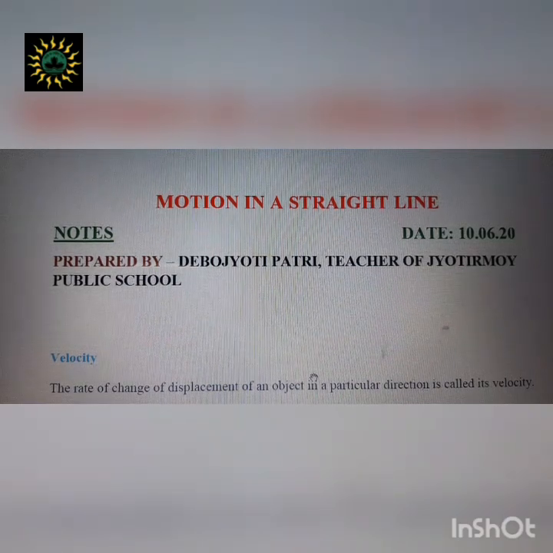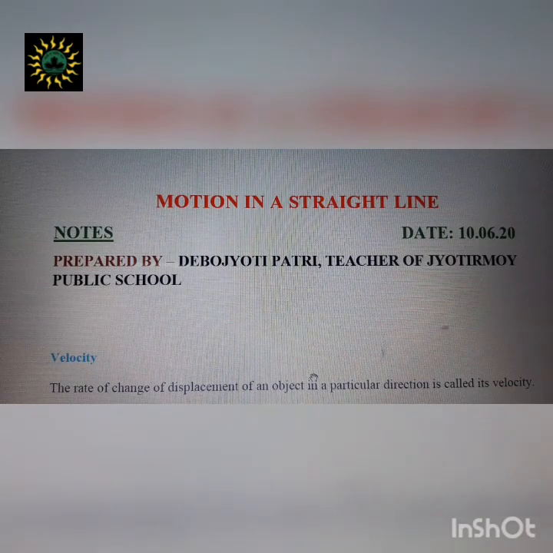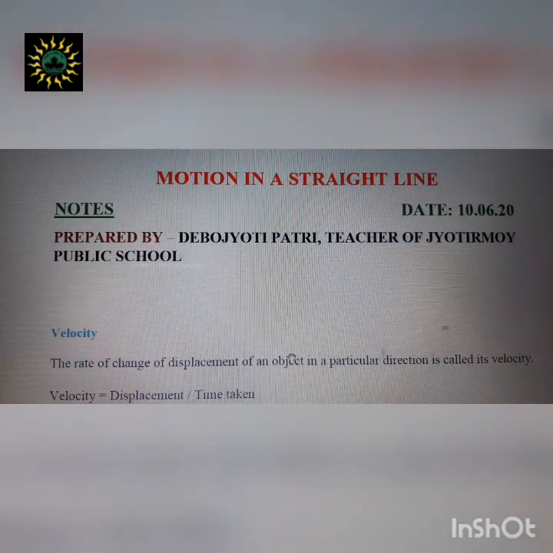In the previous class, we started motion in a straight line, and we discussed the speed portion. And now today we will start velocity. It is exactly similar, just the distance will be replaced by the term displacement. Otherwise, the definition will be exactly the same.